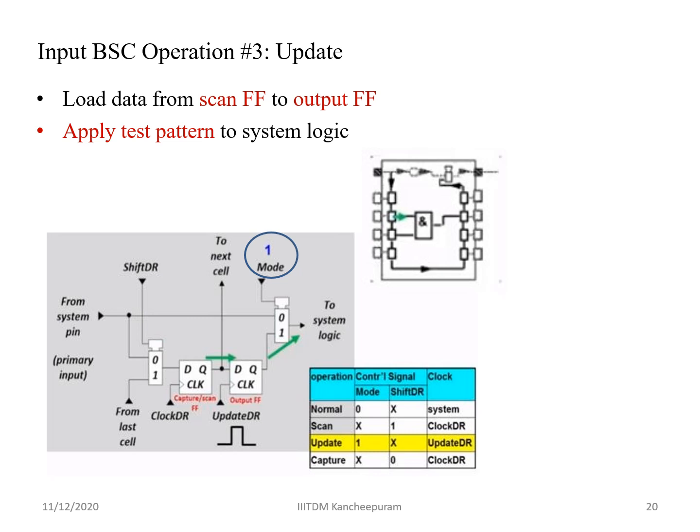Then the third operation of the input boundary scan is called the update operation. What does the update do? You have data in the scan flip-flop. You want the data to go to the system logic. So we have to load the data from the scan flip-flop to the output flip-flop. Remember, we spoke about two flip-flops, a scan flip-flop and an output flip-flop. So how do we transfer the data from one flip-flop so that it goes to the system logic? In this case, mode needs to be 1.